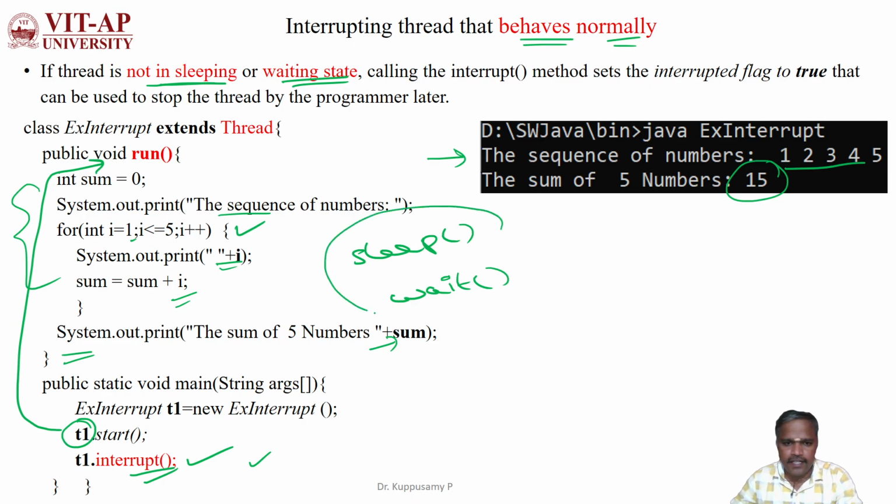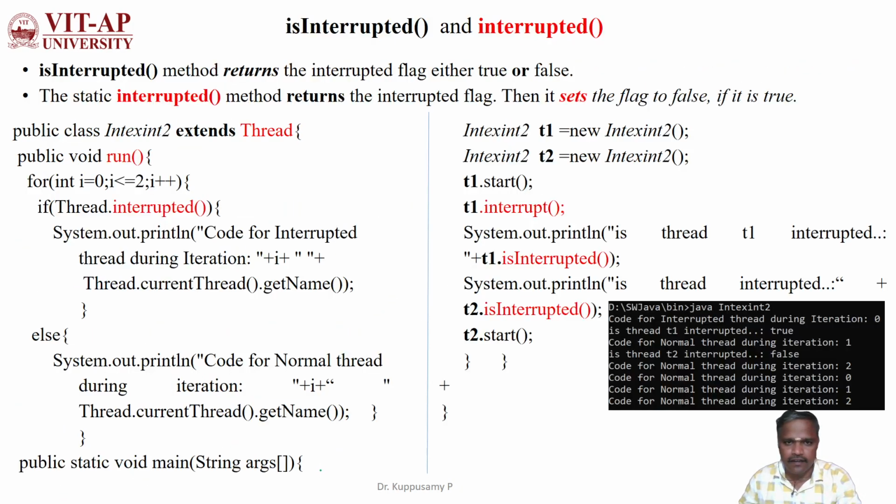After completion of all the statements only, the program completes its execution and is terminated. So when a thread is not in the sleeping state or not in the waiting state, even though you are calling the interrupt method, it will not have any impact on the currently running thread. So that is also another feature.